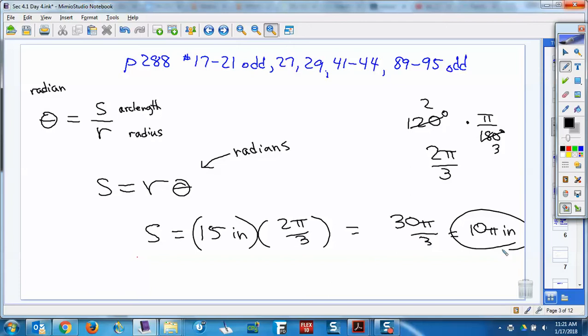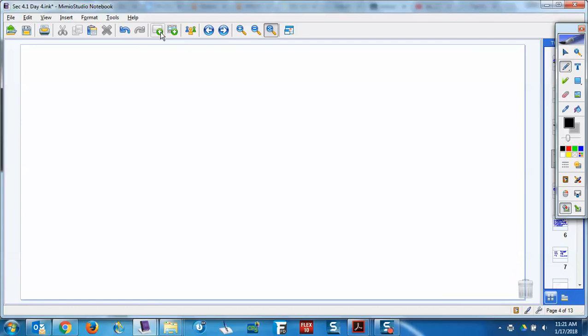You know what I mean? It's just going to be inches. Radians is unitless. It just kind of goes away if it's not needed. Okay? And so that's just inches right there. Okay? All right, so while we're at it, we might as well look at 91.